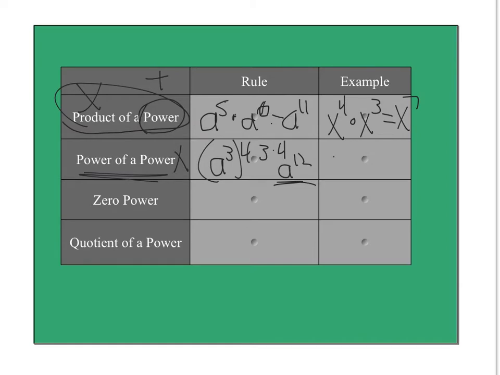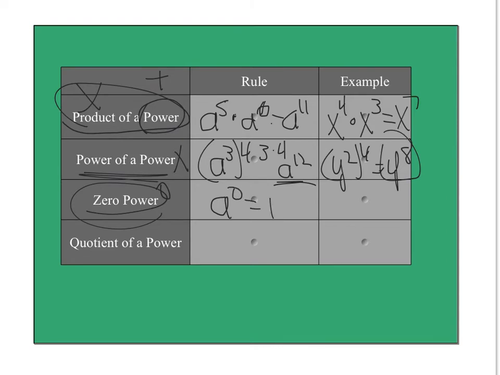So if I have y squared raised to the fourth, 4 times 2 is 8, so that's going to be y to the 8th. There's my answer. So zero power is very, very simple. Basically, anything raised to the power of 0 is 1. So if I have a to the 0 power, that's 1. If I have 47 raised to the 0 power, that's 1.